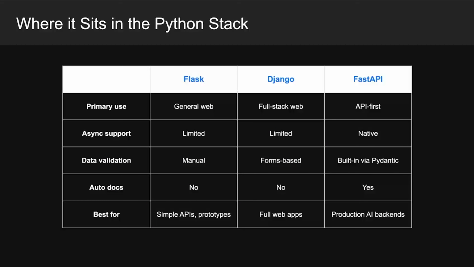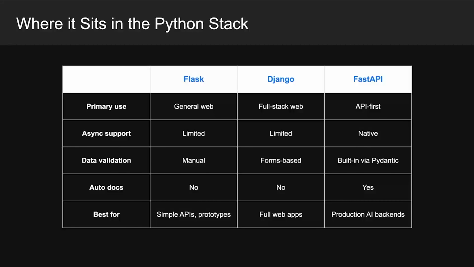To understand where FastAPI fits, it helps to place it next to Flask and Django. Flask is lightweight and flexible, but requires you to wire up validation, async, and docs yourself. Django is powerful for full-stack web apps, but brings a lot of overhead for pure API work. FastAPI was designed specifically for API-first, async-first use cases. For GenAI backends, that distinction matters a lot.